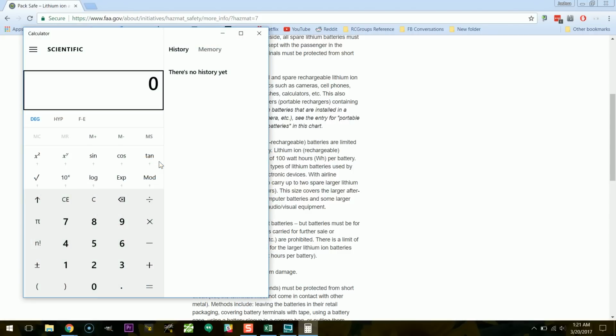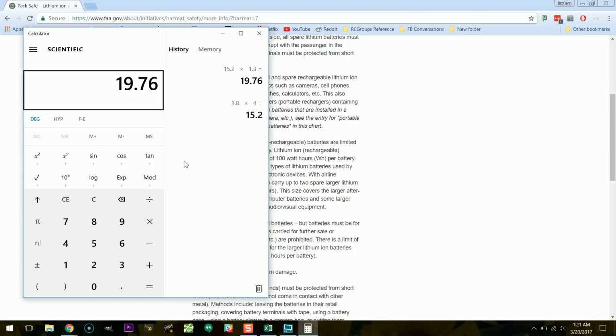based on a nominal 3.8 volts per cell, which means that if you have a 4S battery, that is 15.2 volts, and then you multiply that by the amp hours of the pack. So if it's a 1300 pack, that's going to be 1.3 amp hours. And you can see that is 19.76 watt hours.